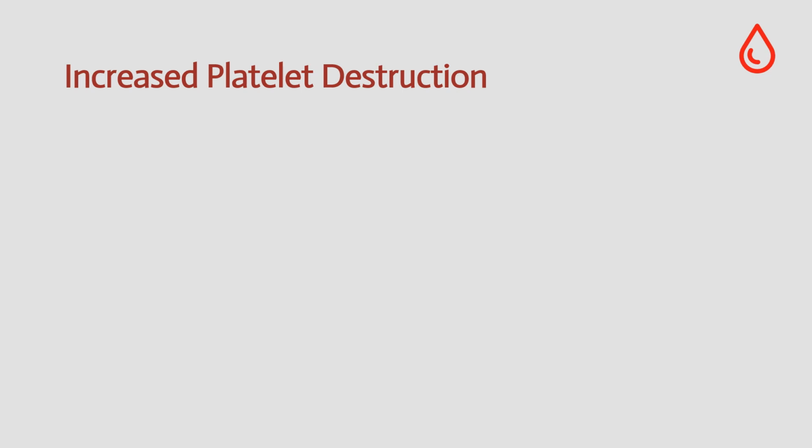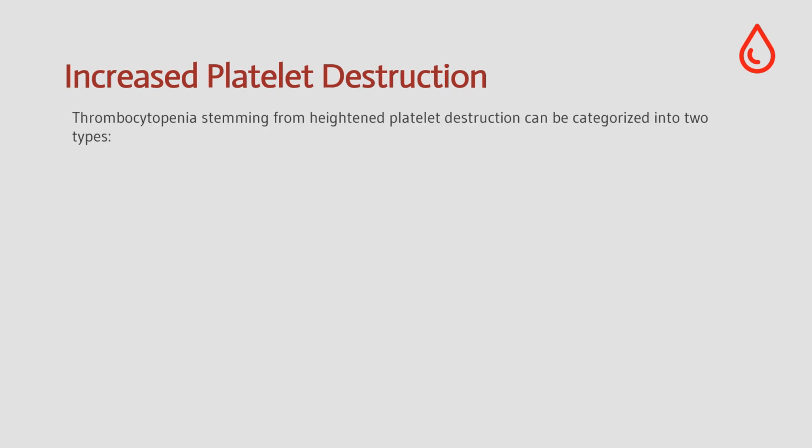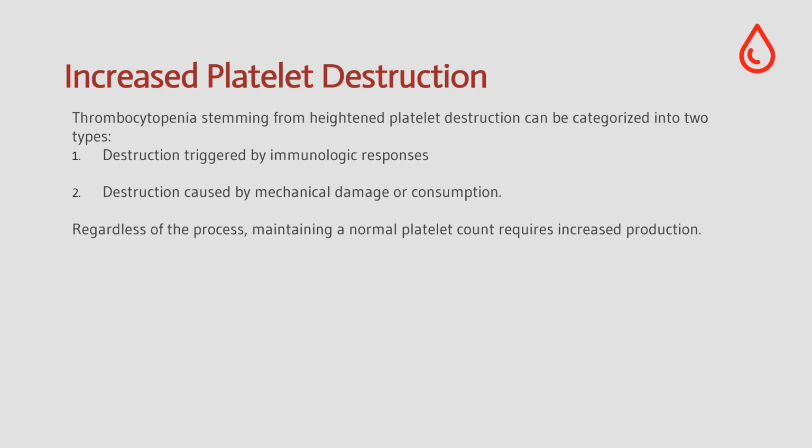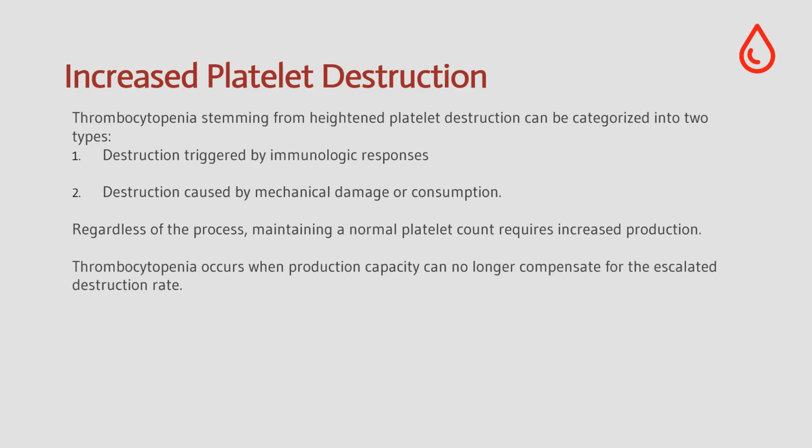Now, let's delve into increased platelet destruction. Thrombocytopenia stemming from heightened platelet destruction can be categorized into two types: destruction triggered by immunologic responses and destruction caused by mechanical damage or consumption. Regardless of the process, maintaining a normal platelet count requires increased production. Thrombocytopenia occurs when production capacity can no longer compensate for the escalated destruction rate. Understanding these mechanisms is crucial for effective management.